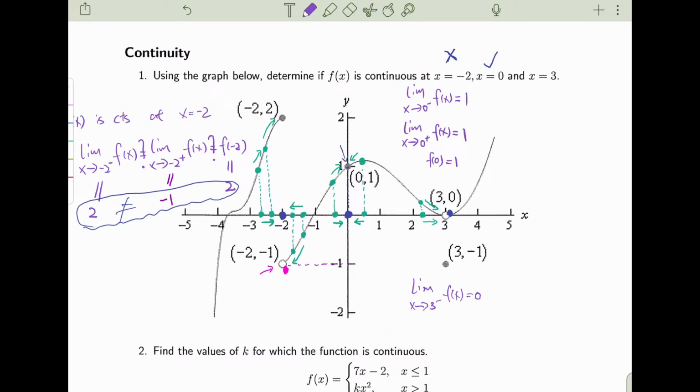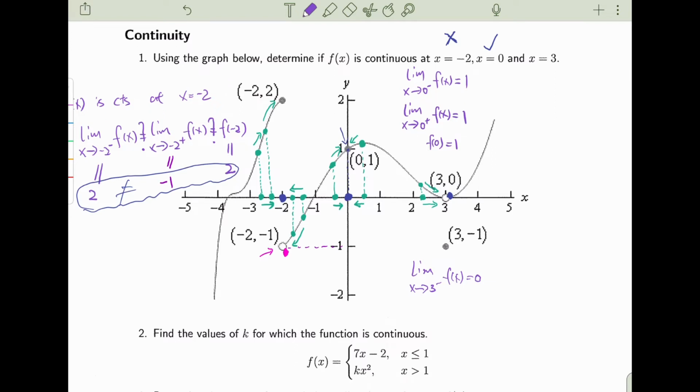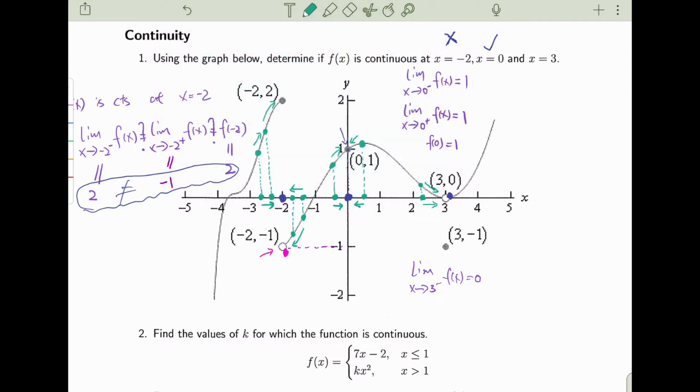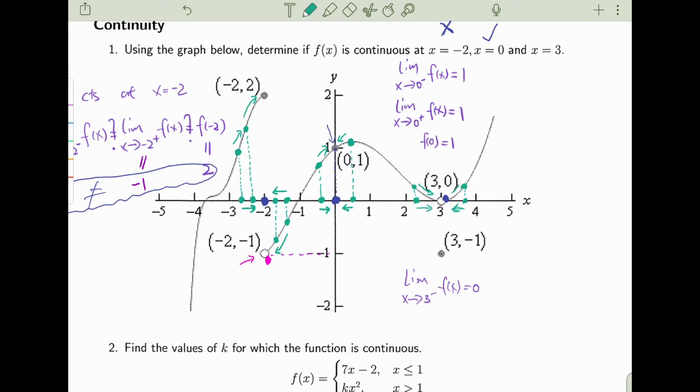Why is it 0? Because the y value of that open circle is 0. That is the y coordinate. Okay, and do the same thing for the right limit. Choose a point on the x-axis, look up to your graph, find the corresponding point, and then drag this point along the x-axis and see where that corresponding point is going. It's going toward this open dot there.